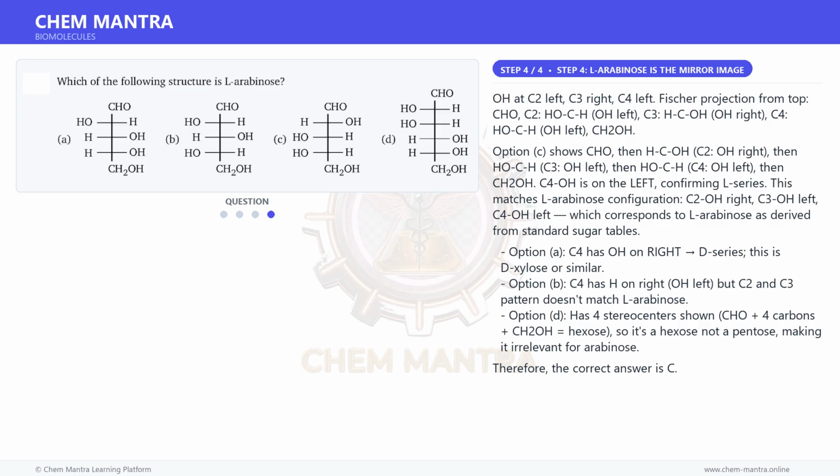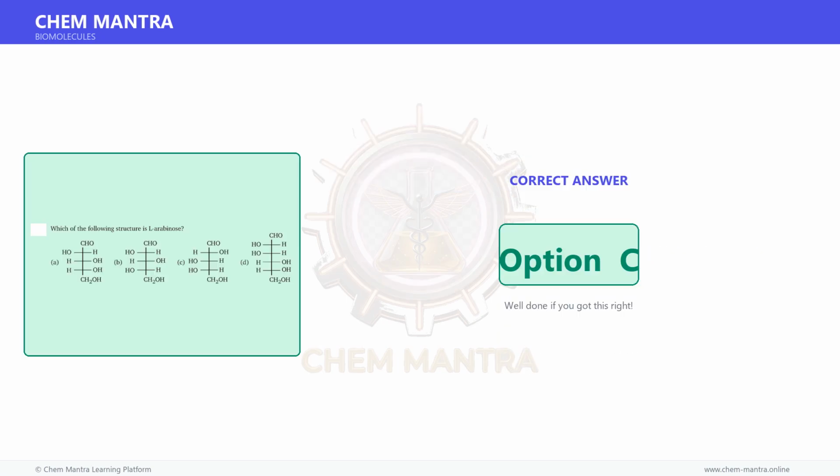Option D has 4 stereocenters shown. CHO plus 4 carbons plus CH2OH is equal to a hexose, so it's a hexose, not a pentose, making it irrelevant for arabinose. Therefore, the correct answer is option C.